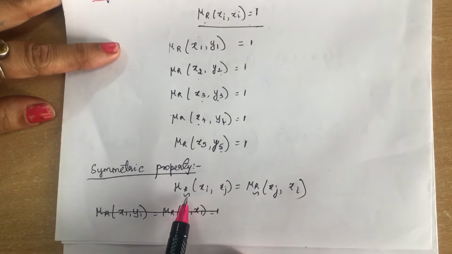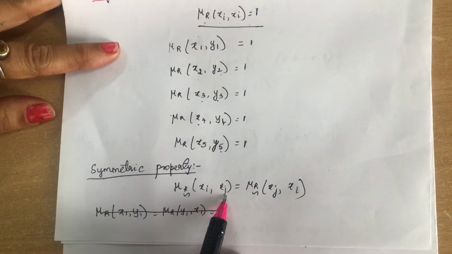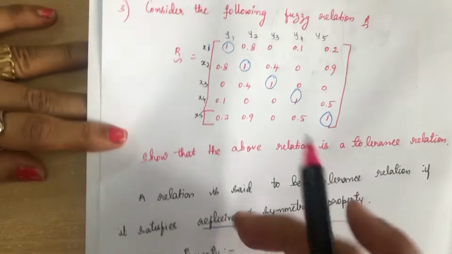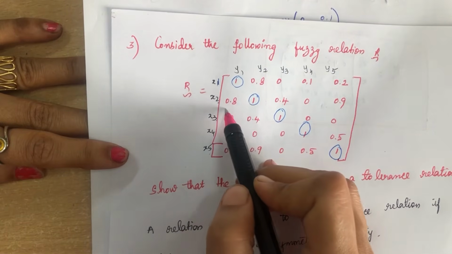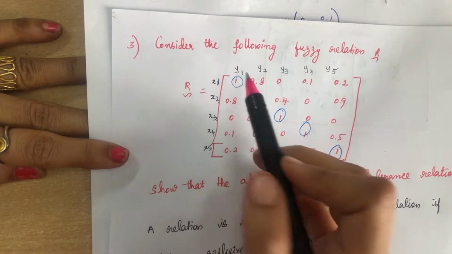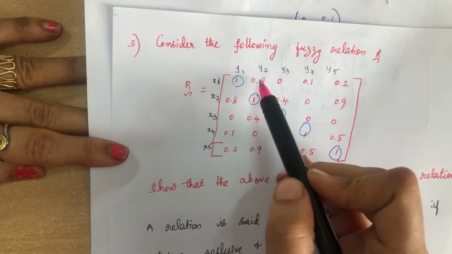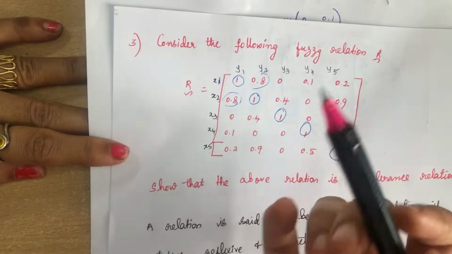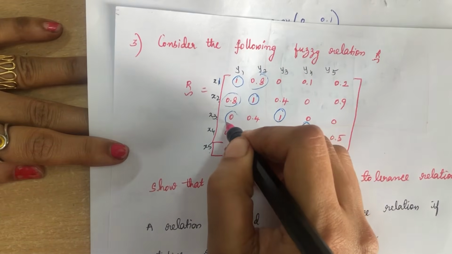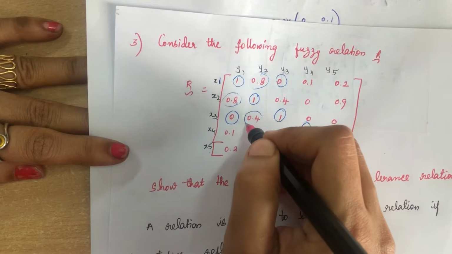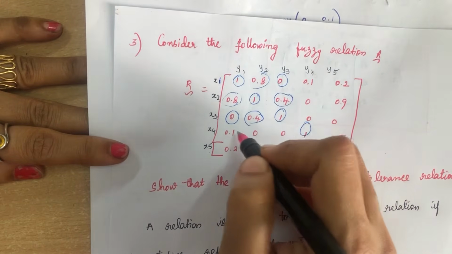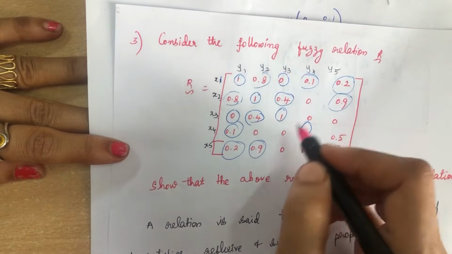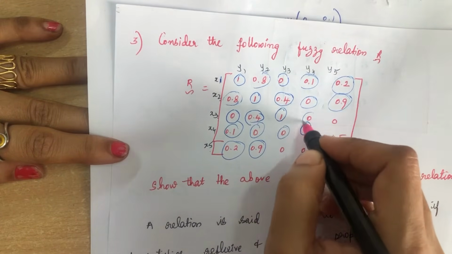The symmetric property is that the membership function of xi comma xj will be equal to the membership value of xj comma xi. What do you mean by this? When you take this membership value, it is x2 comma y1. So when you take the reverse, it is nothing but the membership value of y2 comma x1. What is this value? This is 0.8 and this is 0.8. So they are the same. Again, you need to check this and this are the same. 0.4 and 0.4 are the same. Here 0.1 and 0.1 are the same. 0.2 is the same. Here 0.9, then 0, 0.